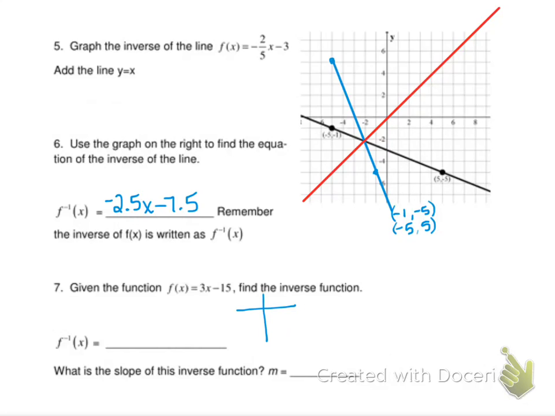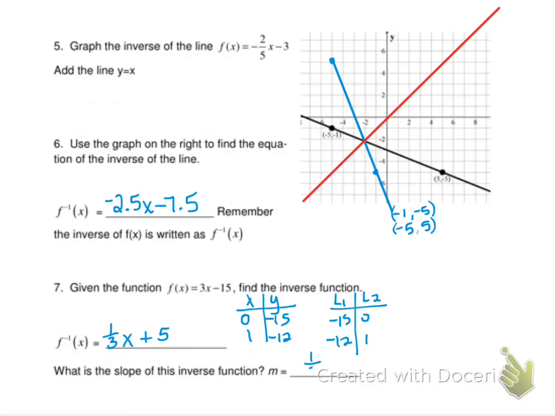Then for the next one, I put it in y equals and found two ordered pairs. Then I switched the two ordered pairs and put them in L1 and L2 in my calculator. And I used stat to come up with the equation. So in y equals, found two ordered pairs, switched the two ordered pairs, and found the equation.